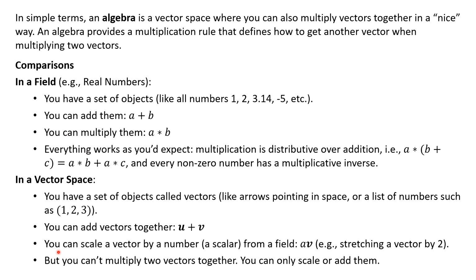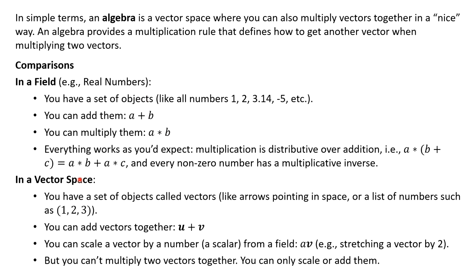So just in terms of review, in a field you have a set of objects like 1, 2, 3.14, minus 5, etc. You can add them and you can multiply them. Everything works as you'd expect. Multiplication is distributive over addition. For example, we have this here, and every non-zero number has a multiplicative inverse. So I've had a whole lecture on fields in the previous lesson.